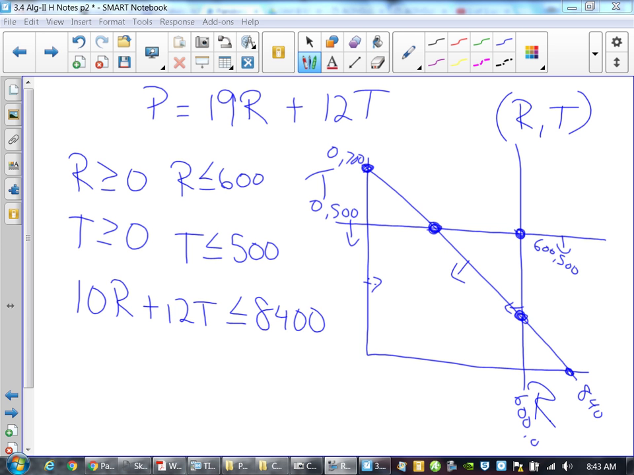And it's always nice when you're on your vertical or your horizontal lines because you know what your x or your y value is. So I know that my y value here is going to be 500, but that's my t value. I simply solve for the r. And I know that this one will be 600, comma something else.